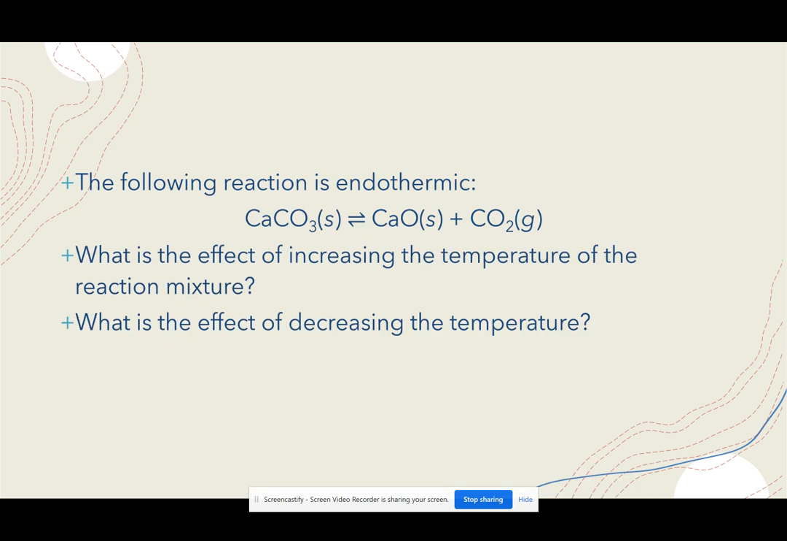So the following reaction is endothermic. So I'm going to put heat as a reactant. What is the effect of increasing the temperature of the reactant mixture? If I increase the temperature, that's like adding to the reactant side. So we're going to shift away from what we're adding. We're going to shift to the right. If I decrease the temperature, that's like removing reactant. And so I'm going to shift to replace what I've removed. I'm going to shift left.